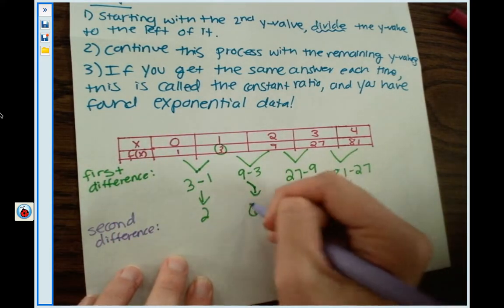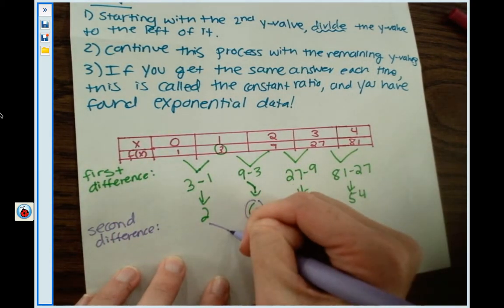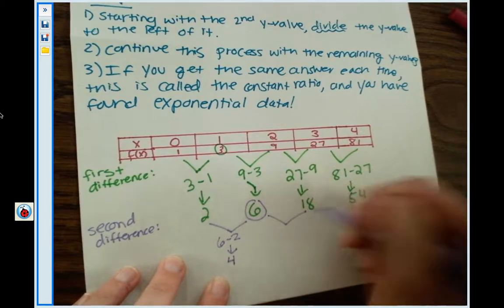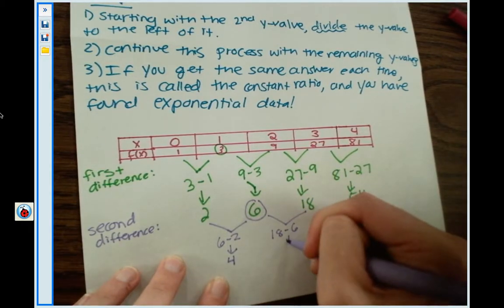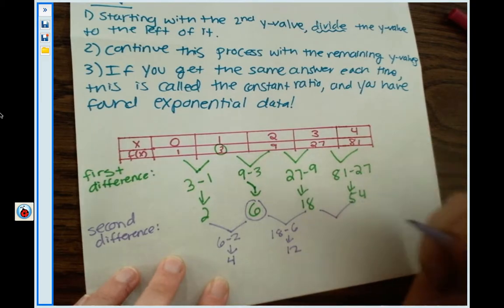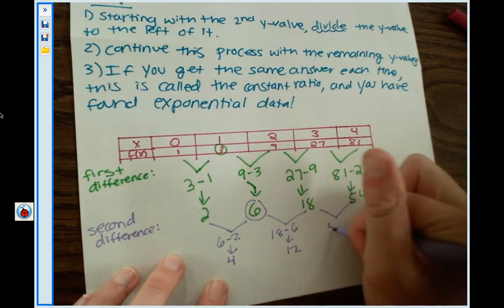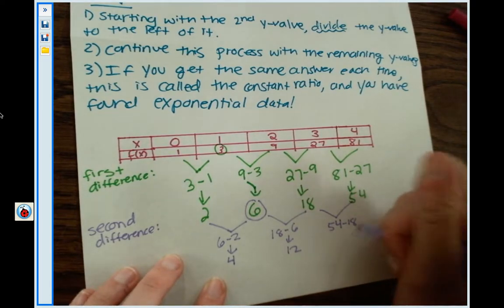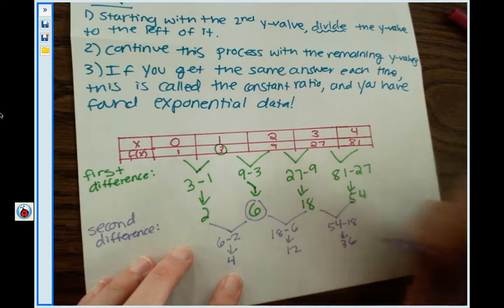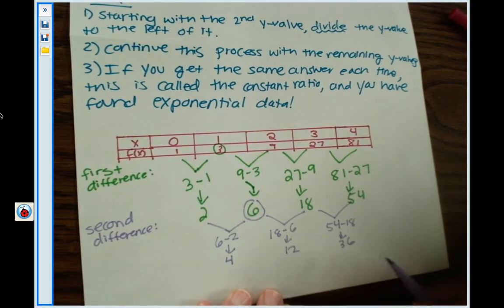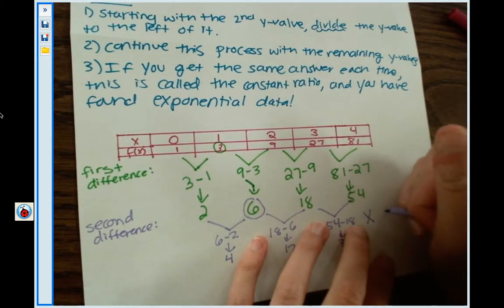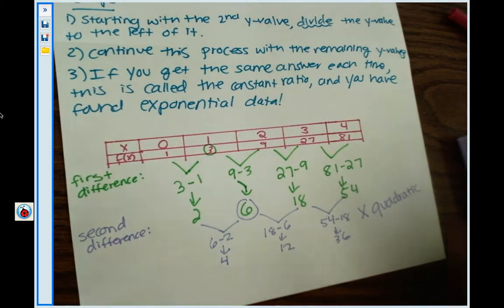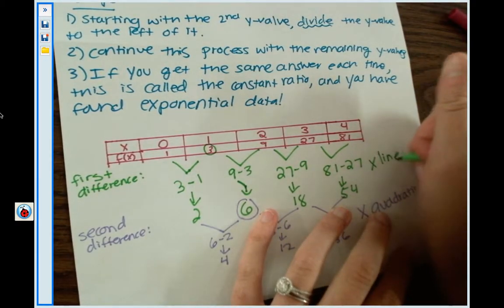Okay, so I'm going to subtract, starting with my second answer to the left. My 6 minus 2 gives me a 4. I'm going to subtract my next. My 18 minus 6 gives me a 12. And my 18 subtracted from my 54 will give me 36. So if you guys see, we still did not get the same answer each time. So this data is definitely not quadratic. And it's also not linear because it failed the first and second difference test.